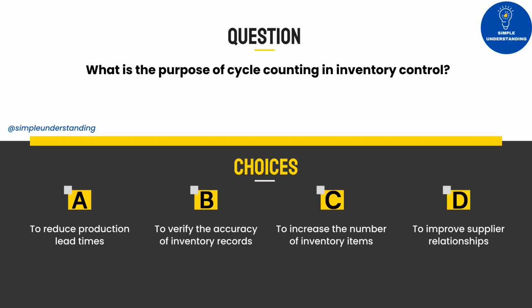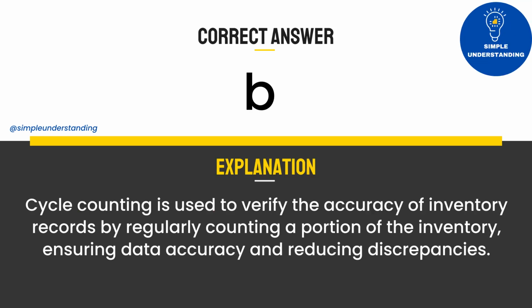5. What is the purpose of cycle counting in inventory control? A. To reduce production lead times. B. To verify the accuracy of inventory records. C. To increase the number of inventory items. D. To improve supplier relationships. Correct answer: B. Overall explanation. Cycle counting is used to verify the accuracy of inventory records by regularly counting a portion of the inventory, ensuring data accuracy and reducing discrepancies.